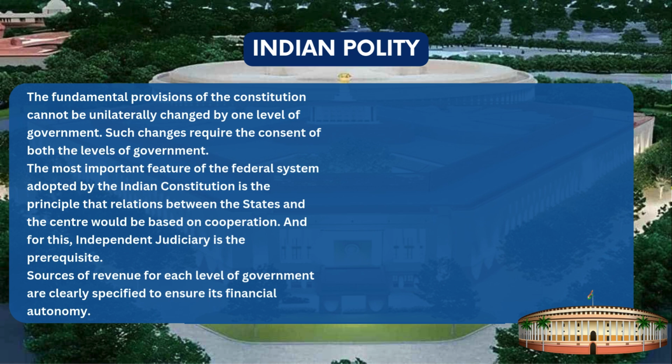The most important feature of the federal system adopted by the Indian Constitution is the principle that relations between the states and the centre would be based on cooperation. And for this, independent judiciary is the prerequisite. Sources of revenue for each level of government are clearly specified to ensure its financial autonomy.